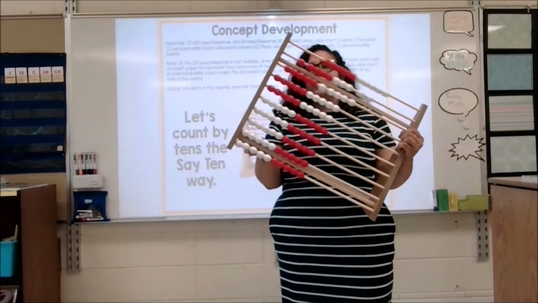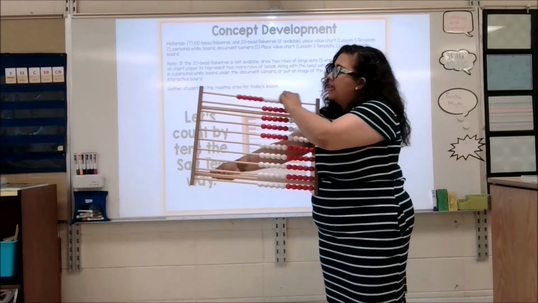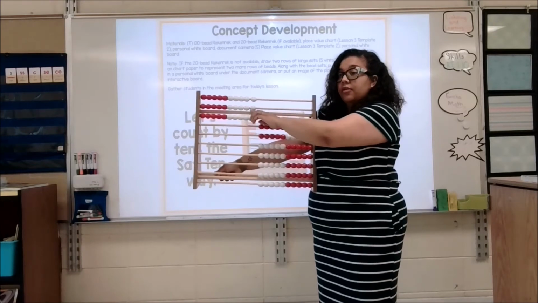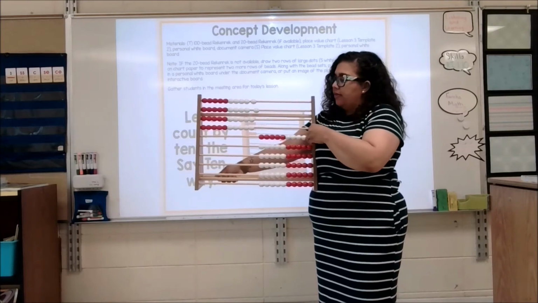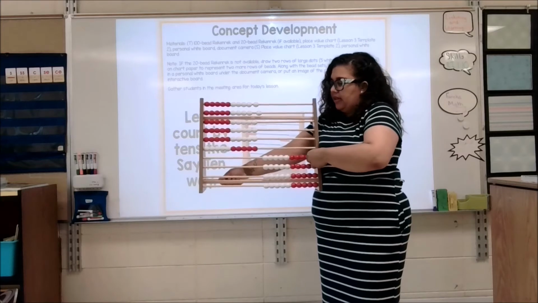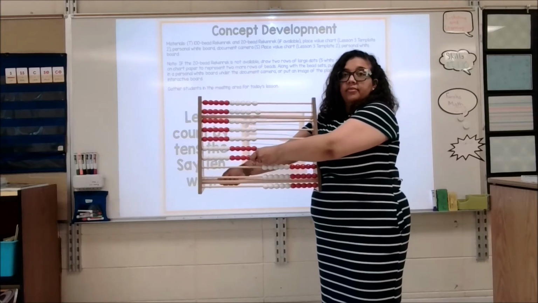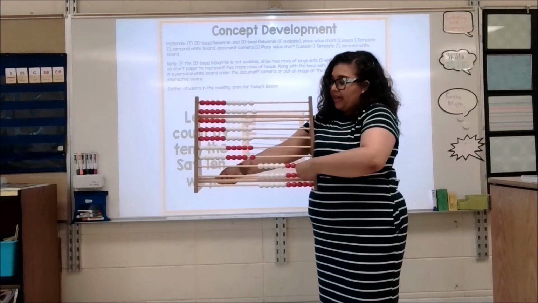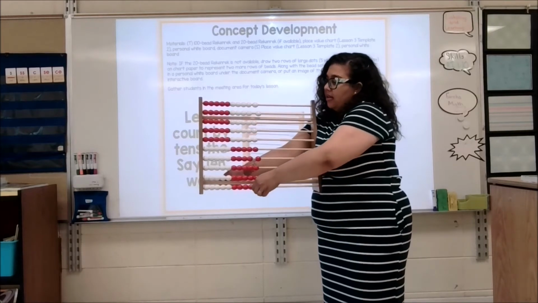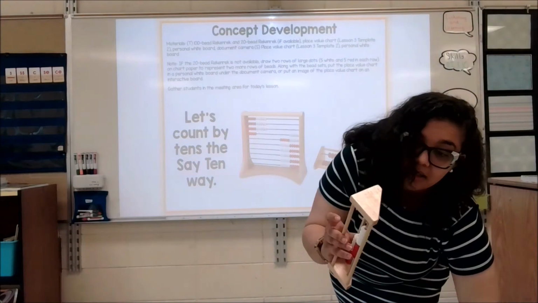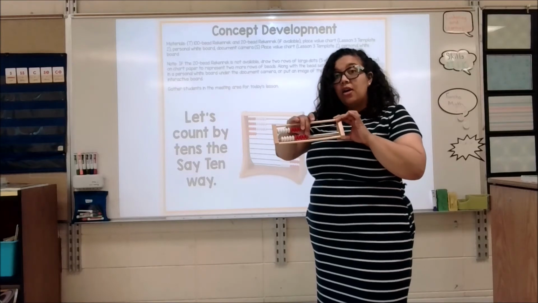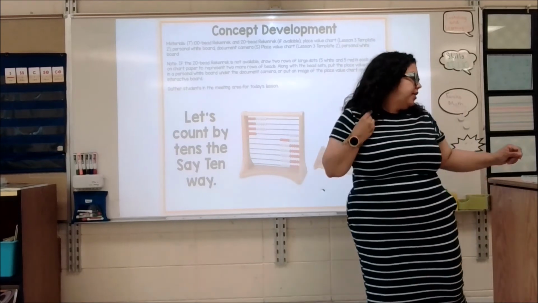So let's count by tens to say 10 words, okay? So we have 10, 210, 310, 410, 510, 610, 710, good. 810, 910, 1010, 1110, 1210. Ooh, good job. All right, yes, that's what we're doing.